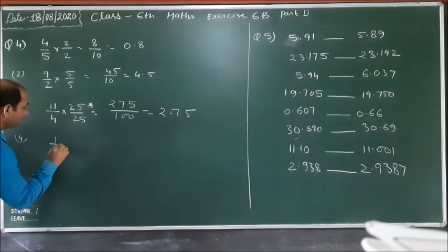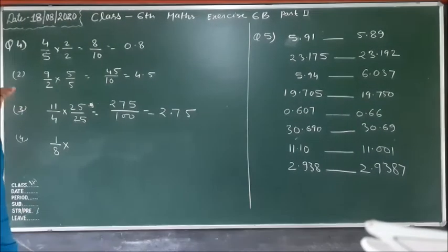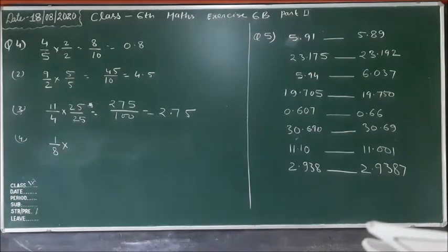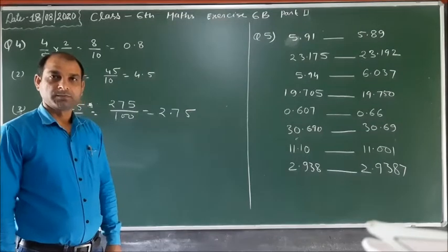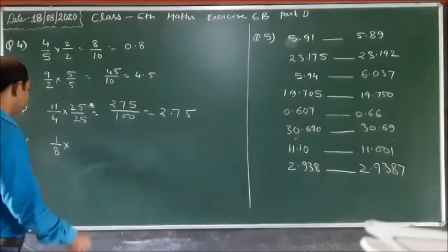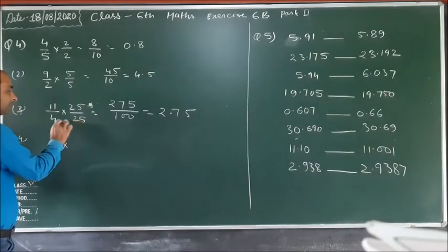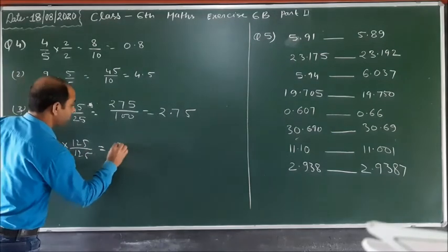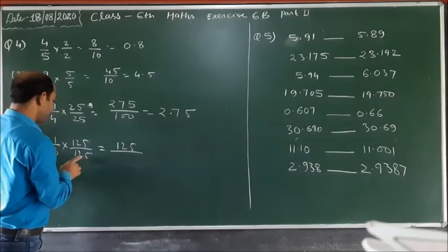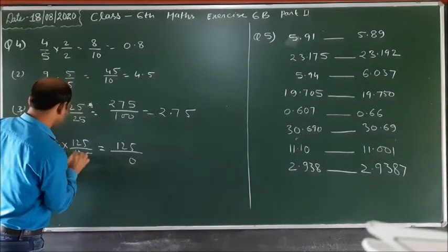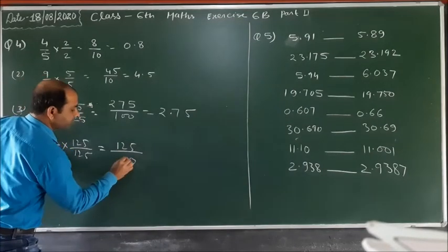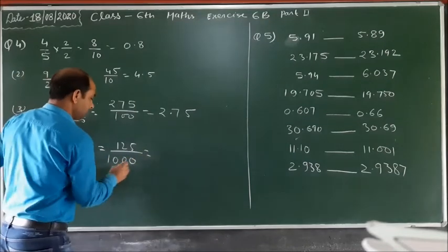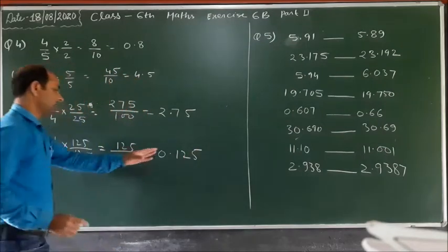Question is 1 upon 8. Now, 1 upon 8, if we multiply by 125, then the denominator 8 times 125 equals 1000, and the numerator 1 times 125 is 125. So it becomes 125 upon 1000, which has 3 digits, so put the decimal after 3 digits: 0.125.